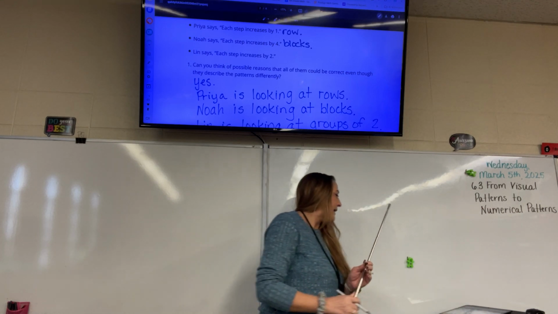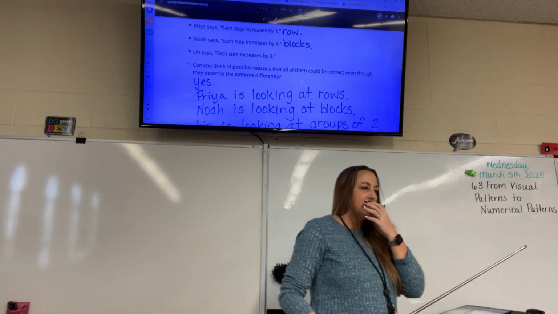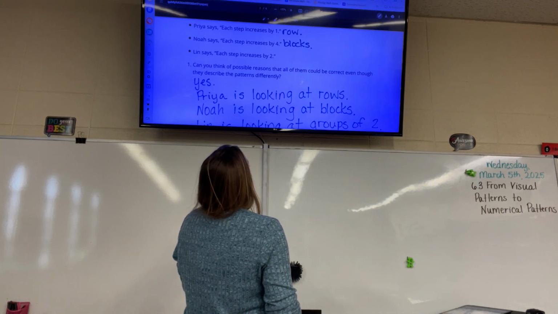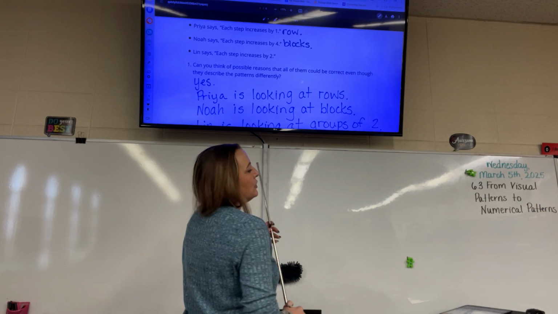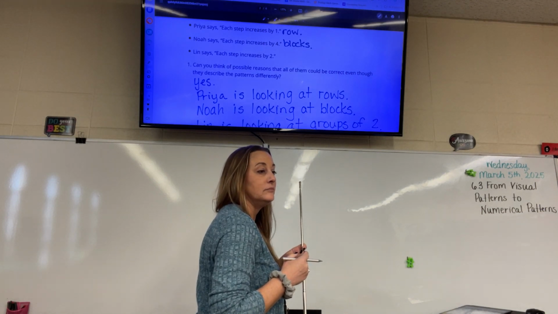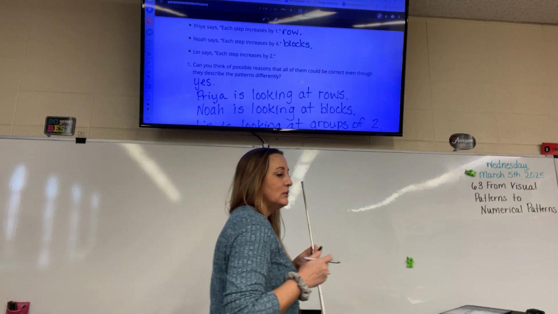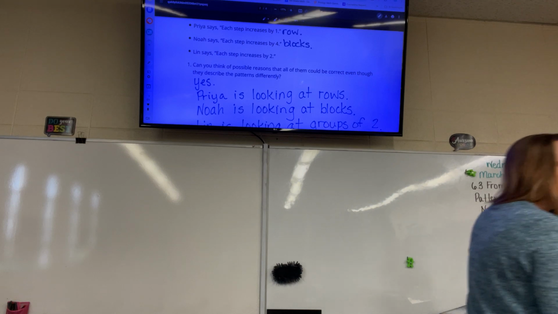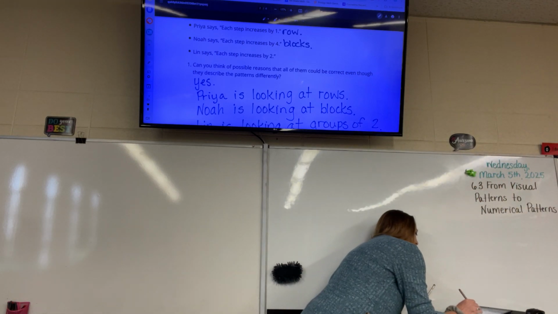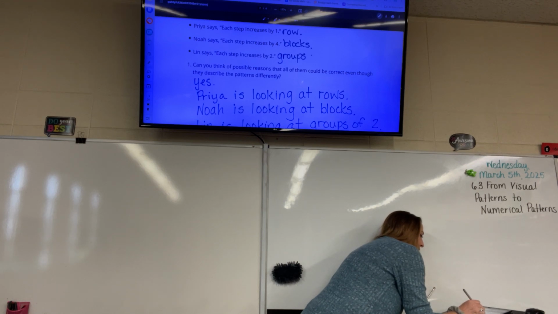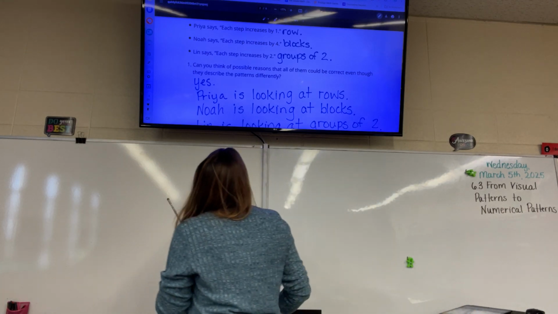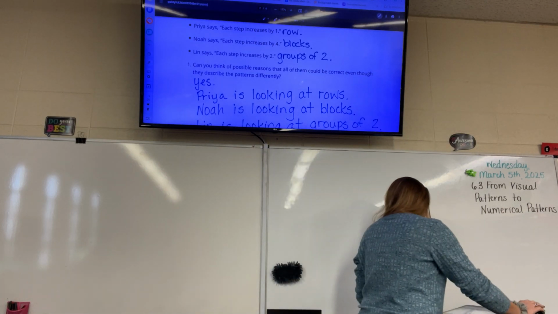And then what would we add behind Lynn's name? Each step increases by 2 groups of what? What did we write down next to Lynn's name? Groups of 2. So each step increases by 2 groups of 2. Okay, next page.